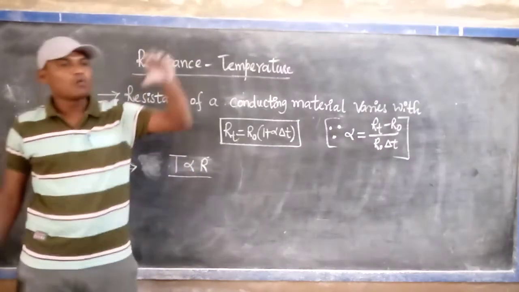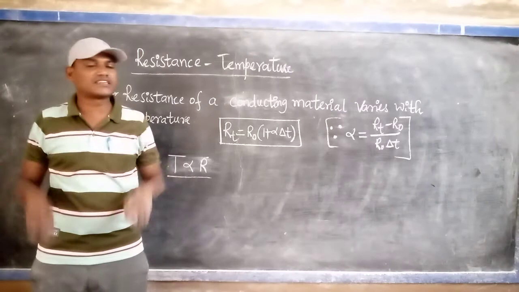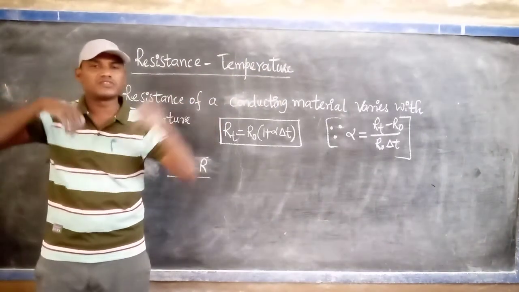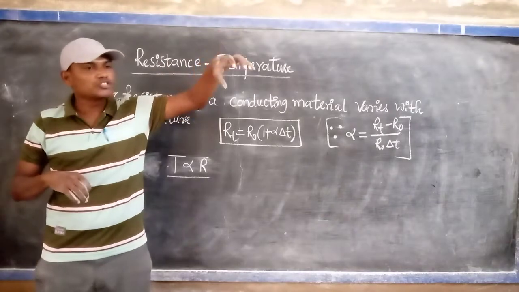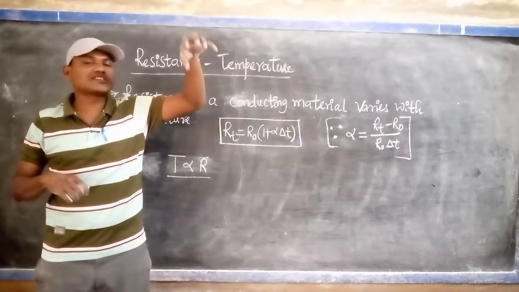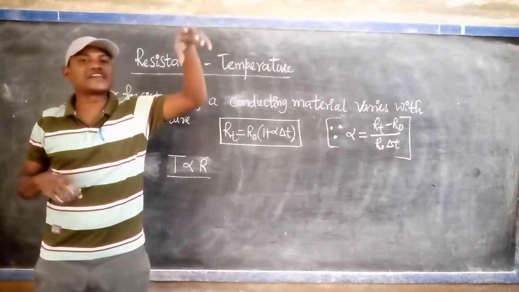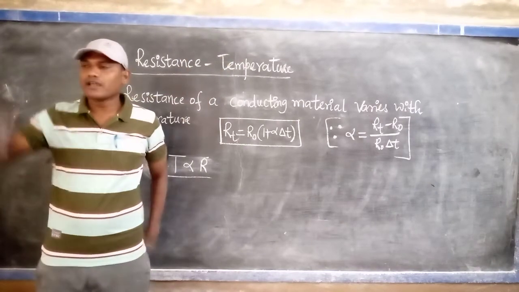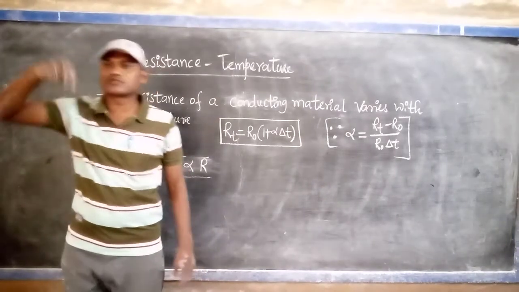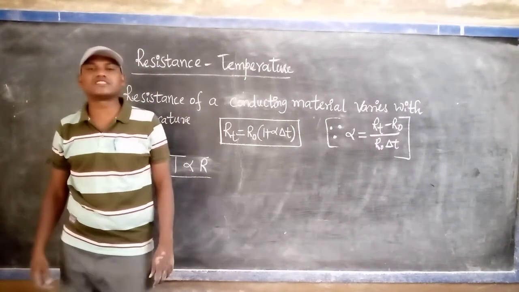For example, take one truck and one car. The truck has huge mass, and the car has lesser mass compared to the truck. The truck is initially at rest. We can consider the truck as the ions and atoms present inside the conductor. The car is in motion, like the free electrons moving from one place to another within the conductor.